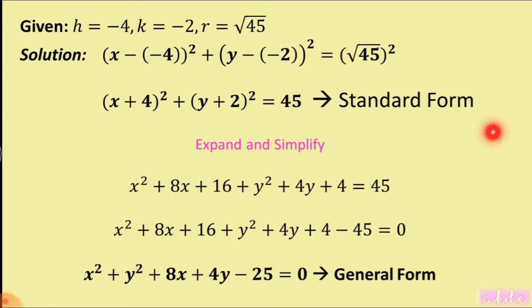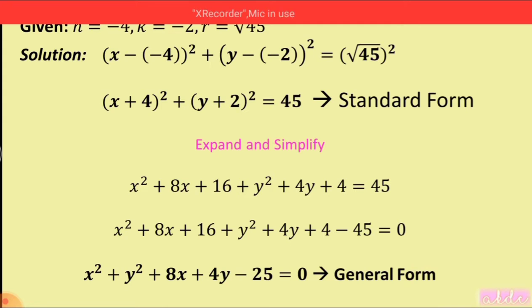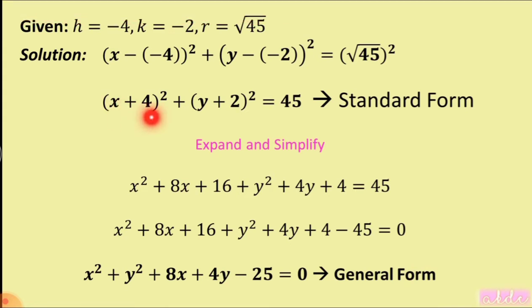So expand and simplify to get the general form. We have x plus 4 times x plus 4, which is x squared plus 4 times 2, which is 8, times x is 8x, and then 4 times 4 is 16. Now, y times y is y squared, 2 times 2 is 4, times y is 4y, 2 times 2 is 4, and then 45. Then transpose 45 to the left-hand side, so it becomes x squared plus 8x plus 16 plus y squared plus 4y plus 4 minus 45 equals 0.